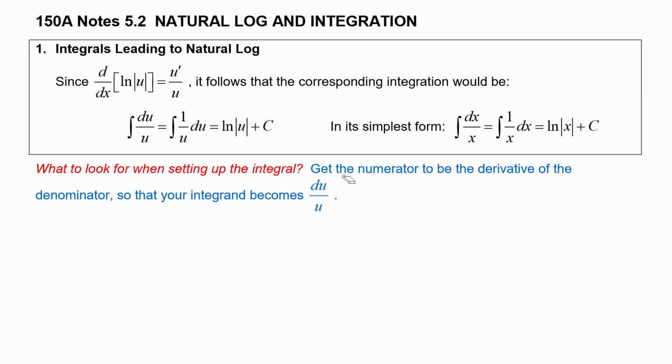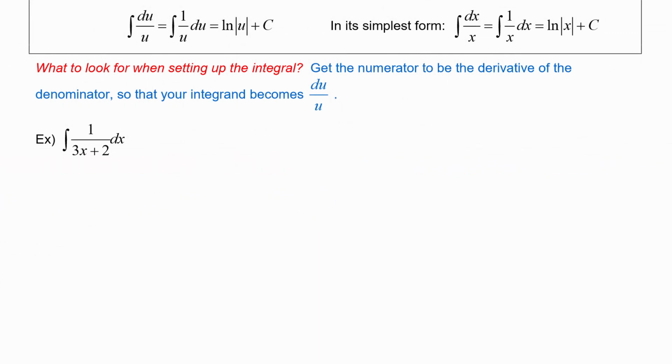So let's take a look at an example. In this example, we have to integrate 1 over the quantity 3x plus 2 dx. So let's explore our strategy where we want to get the numerator to be the derivative of the denominator. So since we want u in the denominator, let's let u equal 3x plus 2. Then du is going to equal 3 dx.